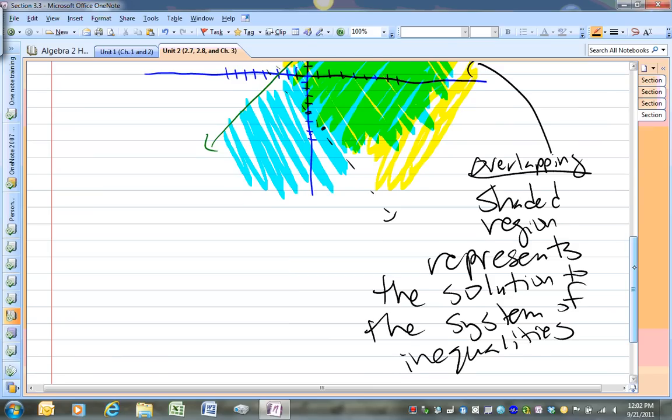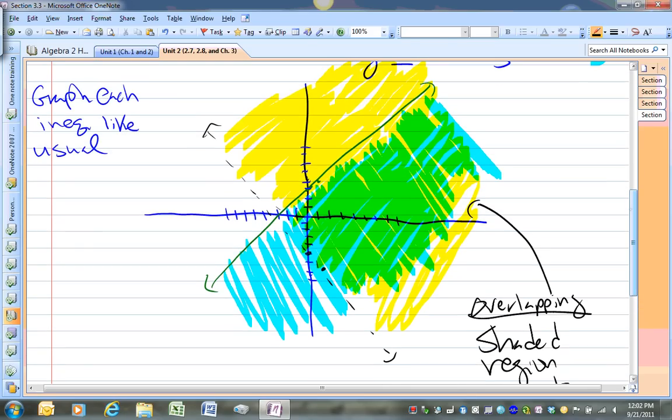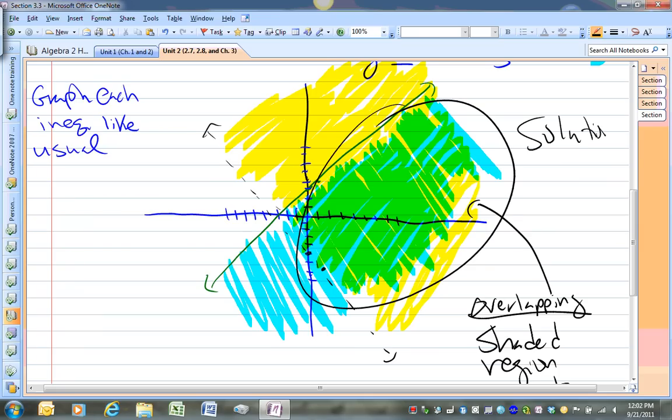So any point that's within the green region, because notice I did turquoise for one line, yellow for the other, but the overlap region was green because of the way the colors mixed, that is the solution. So this right here is going to represent my solution.